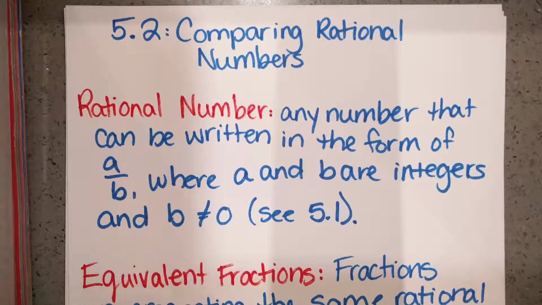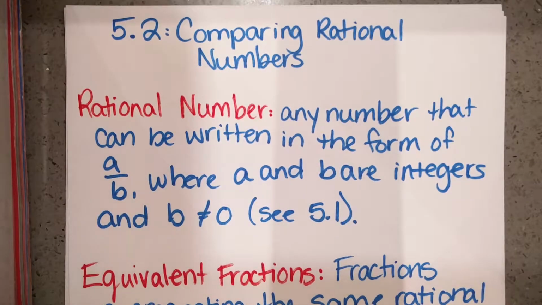In this lesson, we're going to be comparing rational numbers or fractions in 3 different ways. The first way, we are going to take 2 fractions and turn them into equivalent fractions so that the denominators are the same, and then we will compare those fractions. The second way is using cross multiplication. And the third one is by putting numbers on a number line. So these are the 3 ways that we are going to be comparing rational numbers today.